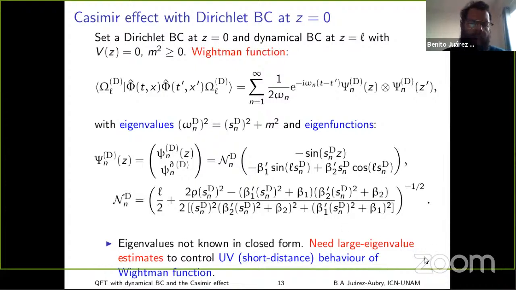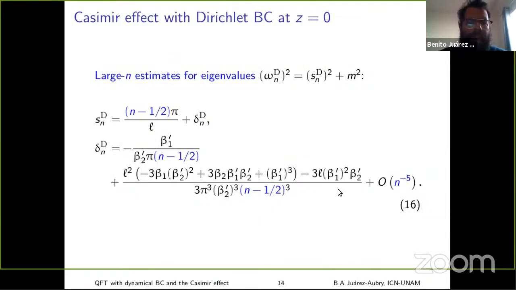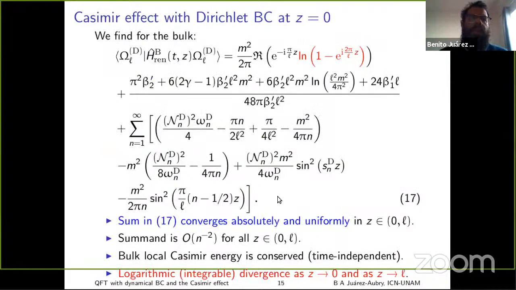And we need some large eigenvalue estimates to control the ultraviolet, which is tantamount to the short distance behavior of the Wightman function. So our large eigenvalue estimates, which we obtain in our papers, take this form. So they grow like n, but then they get corrections that become suppressed at large n. And this estimate is enough for us to compute the Casimir energy. So we find for the bulk the following expression. We have the first two terms in closed form, okay? So this is after renormalization. The first two terms, we have them in closed form. So note the first term has a logarithmic singularity when z goes to 0 and when z goes to L.